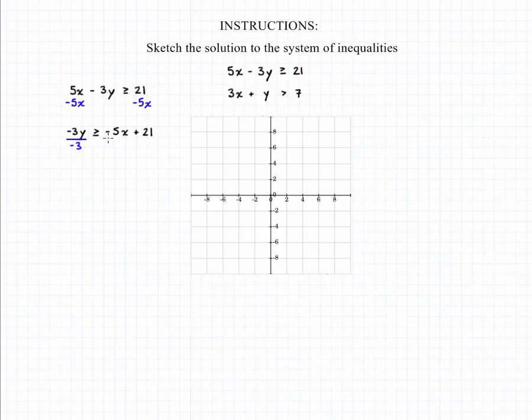If we divide both sides of the inequality by negative 3, we'll end up with y on one side and 5 over 3x minus 7 on the other. But we need to remember that because we're dealing with inequalities and we divided by a negative number, we need to flip the sign of the inequality. So what we'll end up with is y is less than or equal to 5 over 3x minus 7.